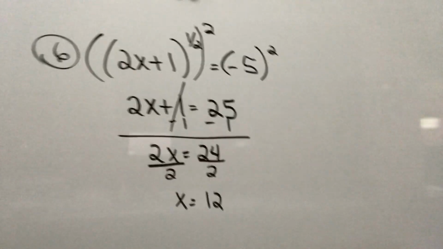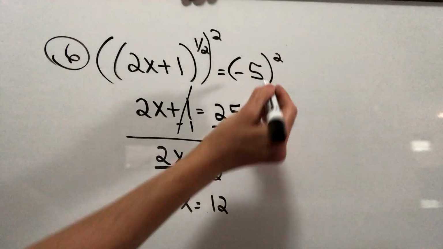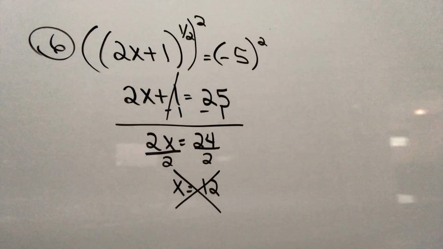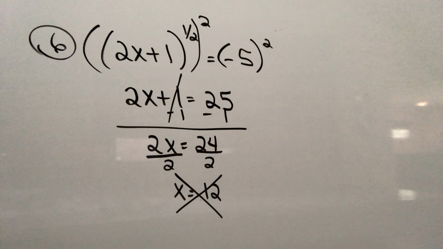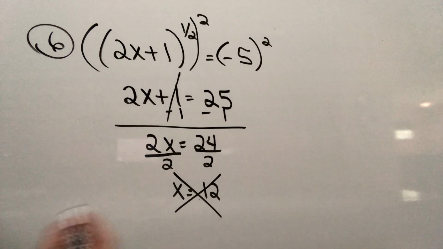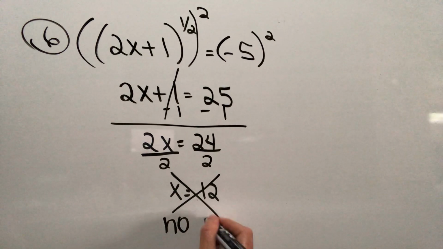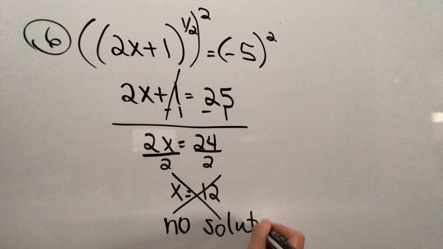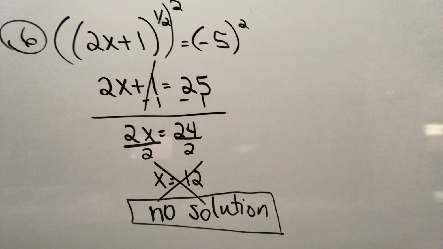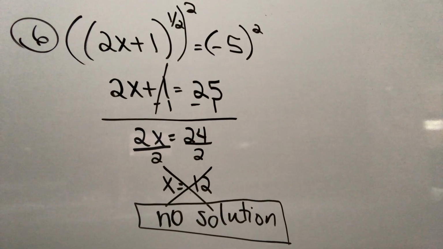So this is important. We plugged in 12 and we did not get -5. So that means that 12 is no good. Now there is not a second equation, or second solution I should say, to check. So that means there's nothing else. So when this happens, you would write down that there is no solution to this equation. So that can happen sometimes. When it doesn't work and you plug it back in, it's no solution.